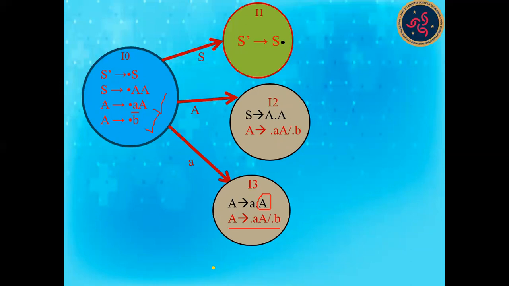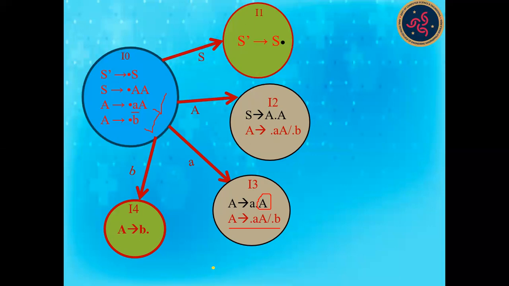The next symbol that can be read at the state I0 is small b, that is, the terminal symbol b. After this symbol b is read at the state I0, the dot operator will come at the end of the production, so it has come to the end and will reach a closing state: A gives B dot. This means that it is a closed state. So these green color states, I1 and I4, represent closing states.